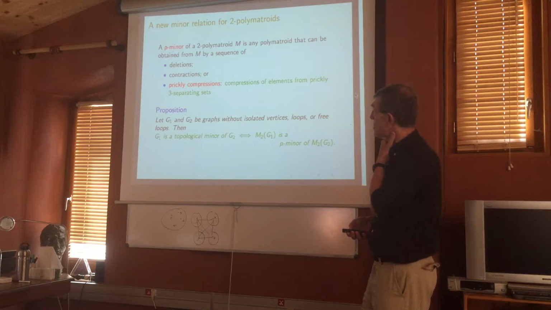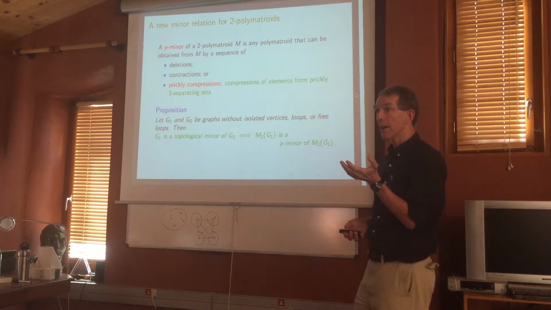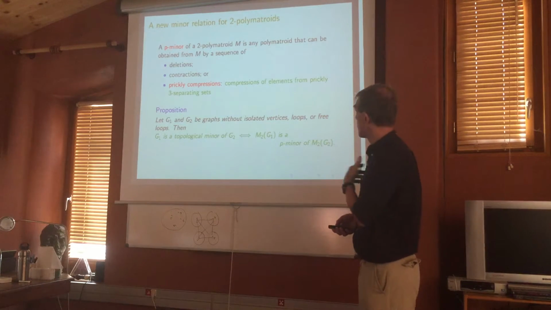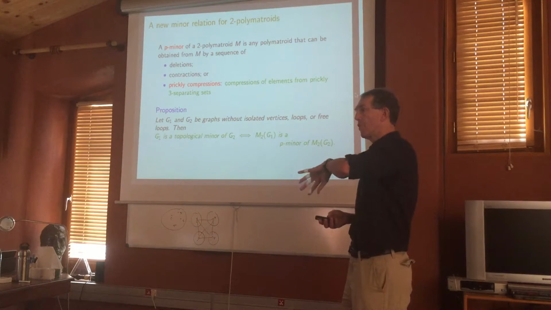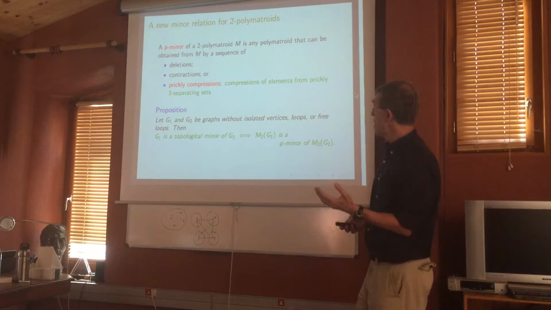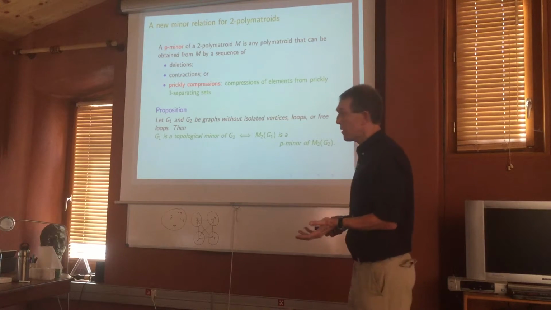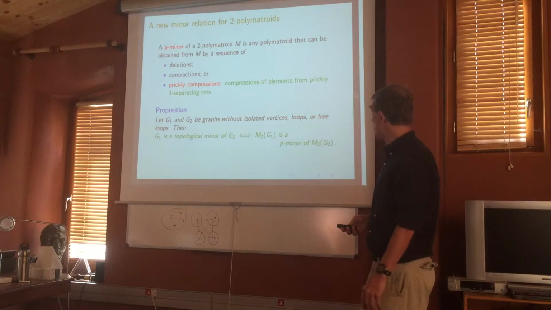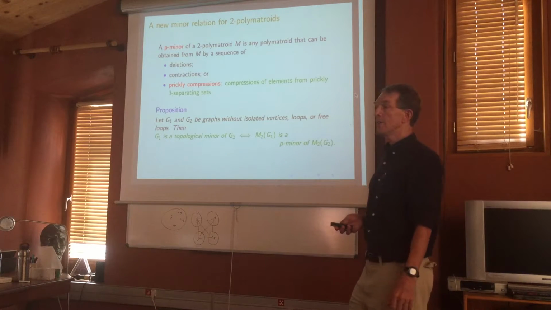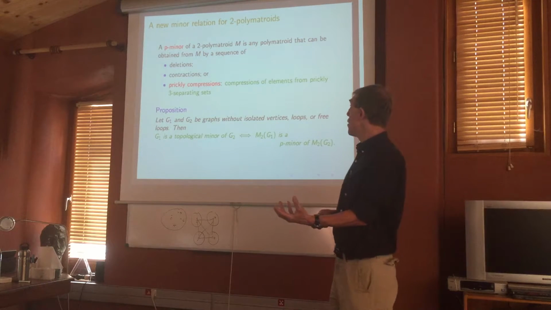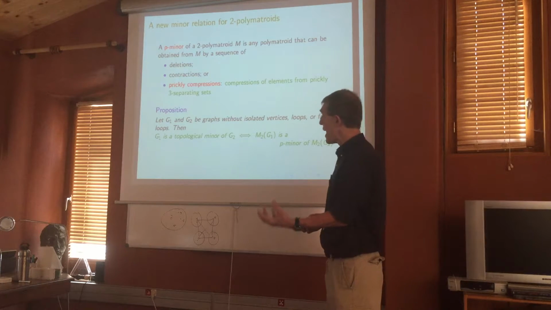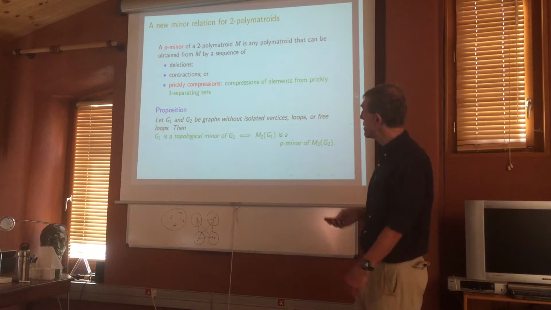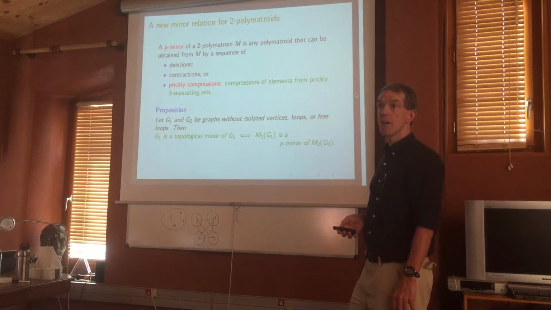Here's an interesting observation about what these P minors look like. They relate to topological minors. So you don't want isolated vertices, you don't want loops, and you don't want these free loops. These are these things with no vertices. If you exclude those, G1 is a topological minor of G2 if and only if the Boolean 2 polymatroid of G1 is a P minor of G2. So it's quite a nice notion, this P minor, because it's capturing topological minors for graphs. So you may think it's sort of artificial, but this suggests that it's probably not.